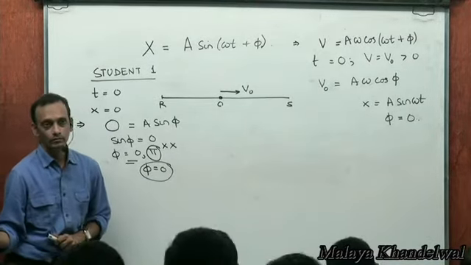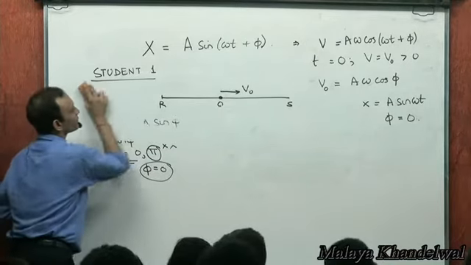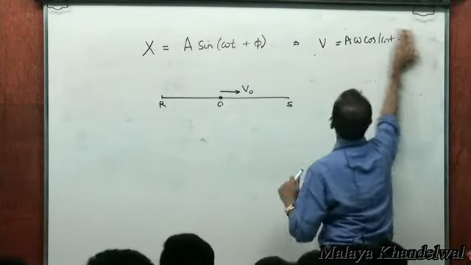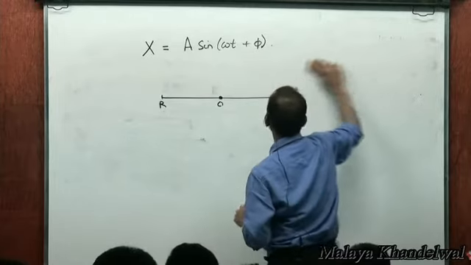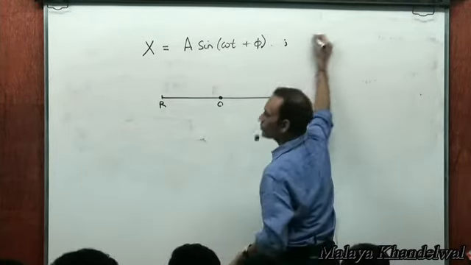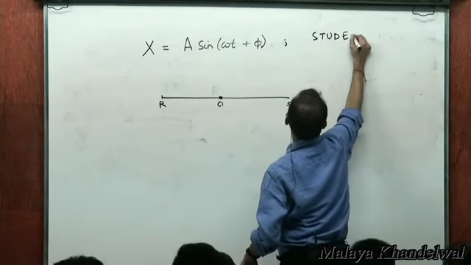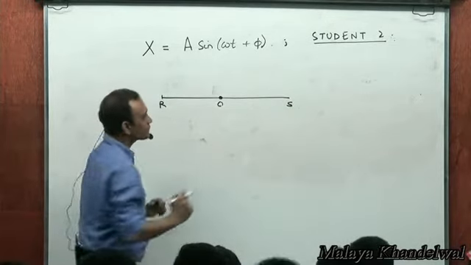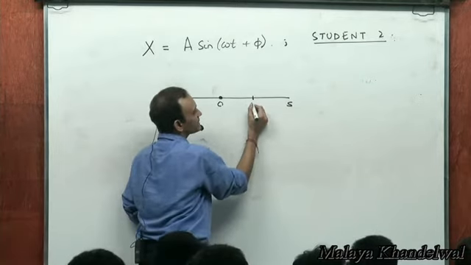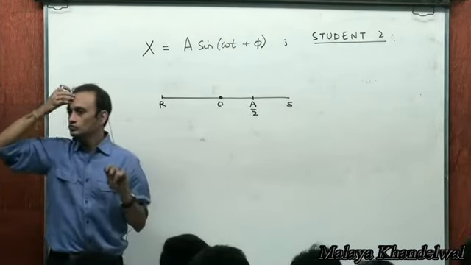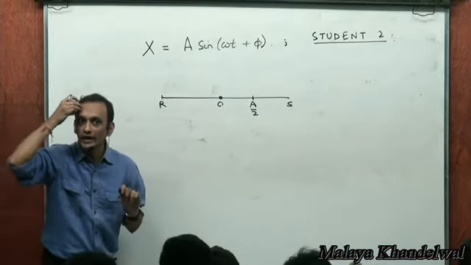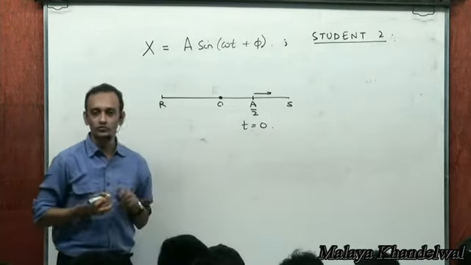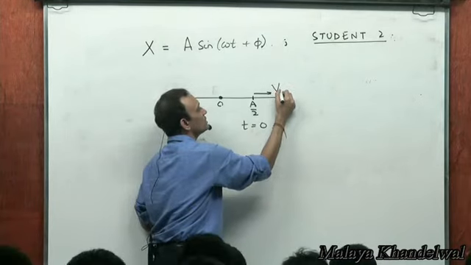Student 2. When this student goes there, he finds that the particle is at x equal to, say, a by 2, and is moving to the right at t equal to 0, say, with some velocity v1.